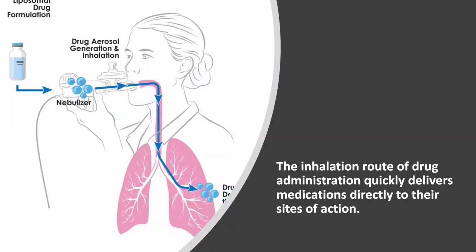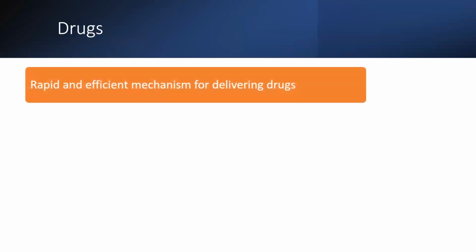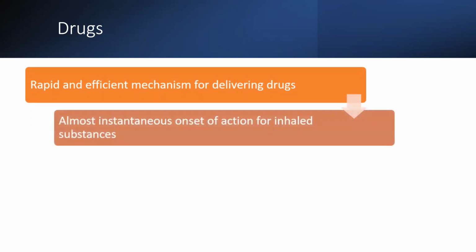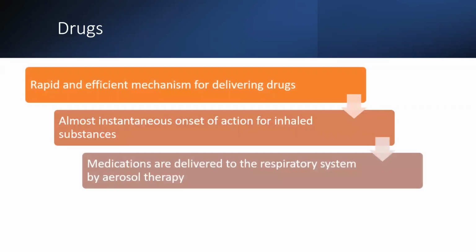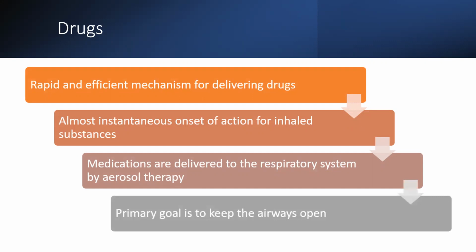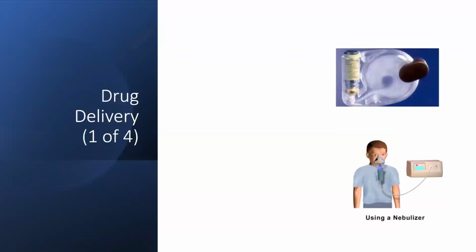Then we have the inhalational route that we use for quick drug administration, which delivers the medication directly to its site of action. It is a rapid and efficient mechanism for delivering drugs, with an almost instantaneous onset of action for inhaled substances. Medications are delivered to the respiratory system by aerosol therapy. The primary goal is to keep the airways open, and drug delivery can be done using a nebulizer or an aerosol.